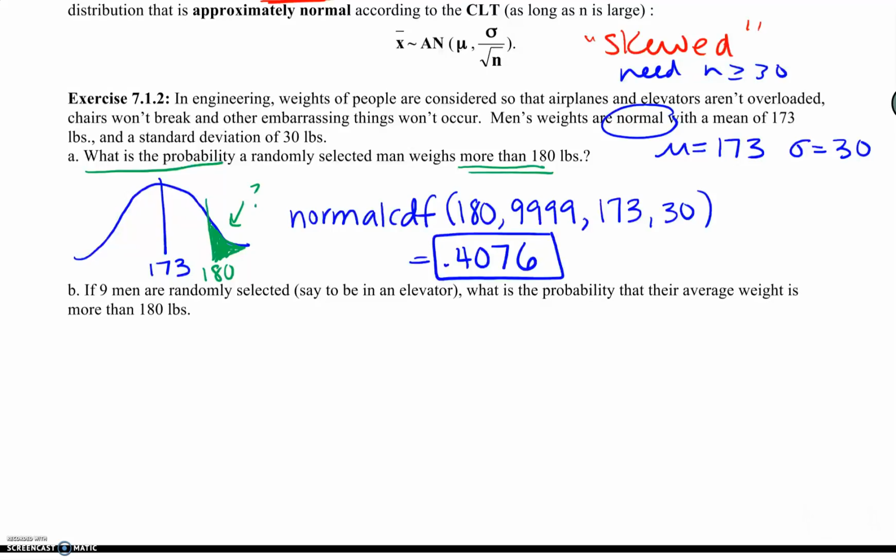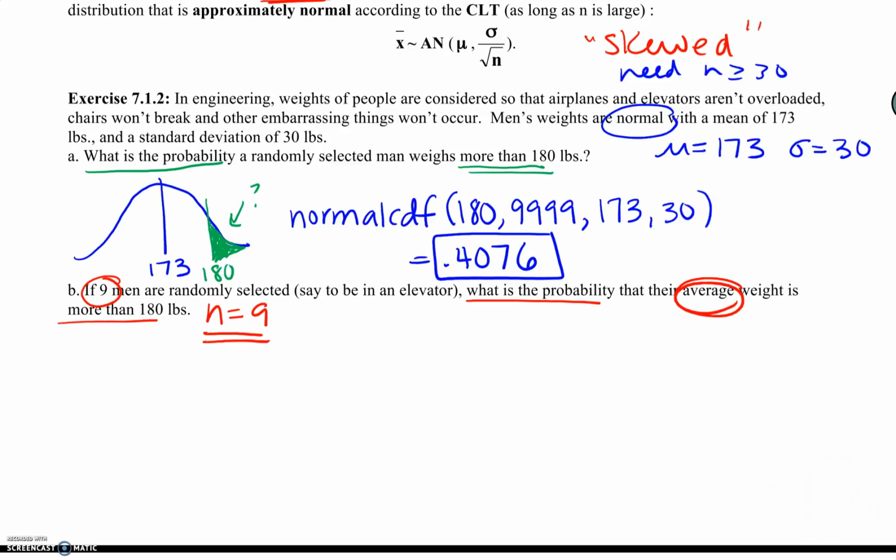Now, to compare this, the second question here, B, changes things up. It says, if 9 men are randomly selected, say to be in an elevator, now we have a sample size. This is very important. It says, what is the probability that their average weight is more than 180? So now we're not interested in just one randomly selected person from that normal distribution. We're interested in an average from a sample of 9 from that distribution being more than 180.